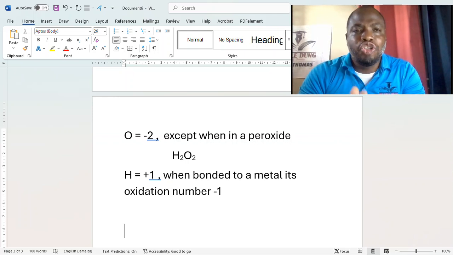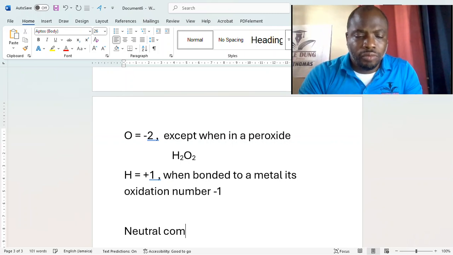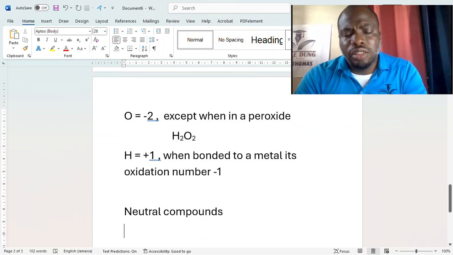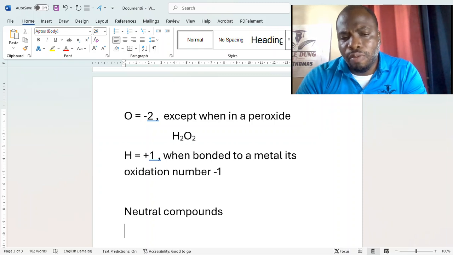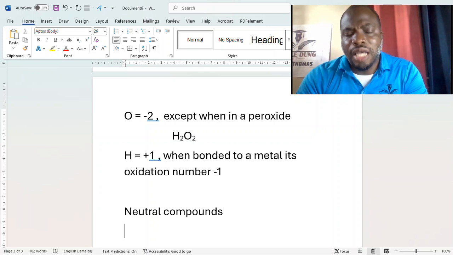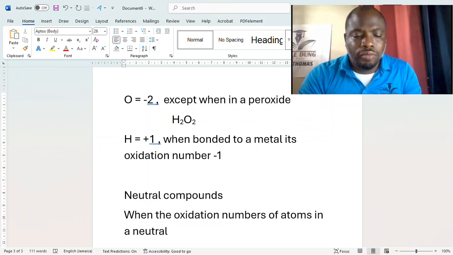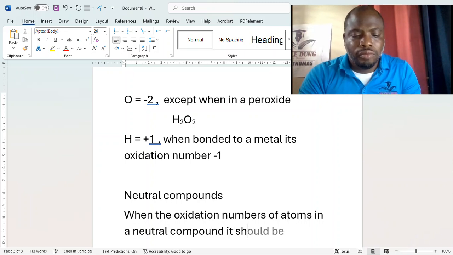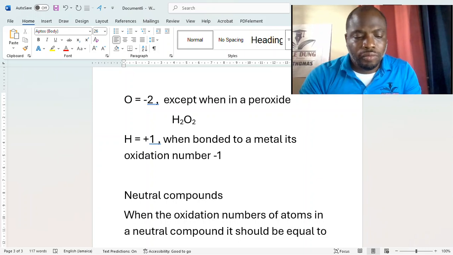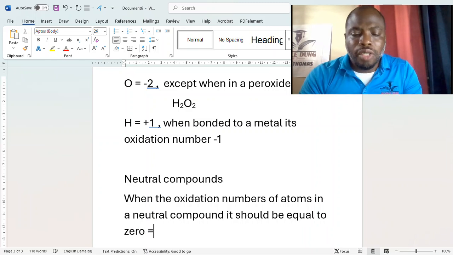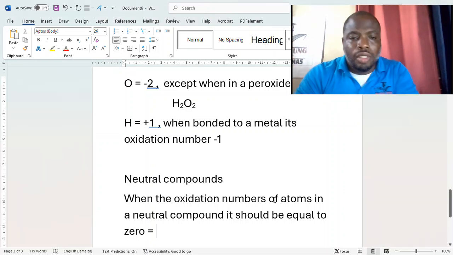Now, when you have a neutral compound, any compound where you're not seeing a charge. When we are talking about a charge, we're talking about those polyatomic ions. Polyatomic ions would have a charge. So for neutral compounds, when you add the oxidation numbers, the total should be equal to 0. I'm going to give you a prime example.